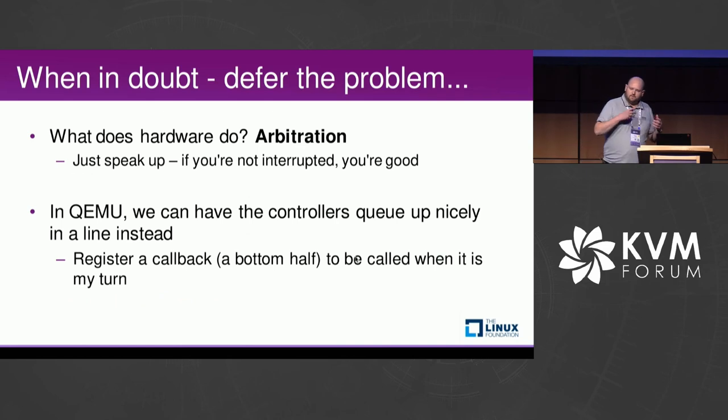So what does hardware actually do in this case? In hardware, when you have multiple controllers, you use an arbitration mechanism where the controllers will just try to sense on the bus if it's free or busy. And if it's not busy, then we take control of the bus and start sending our message. So in QEMU, luckily, we can just have the controllers that want to be a controller on the bus line up nicely. And we can do this by registering a callback in the form of a bottom half.